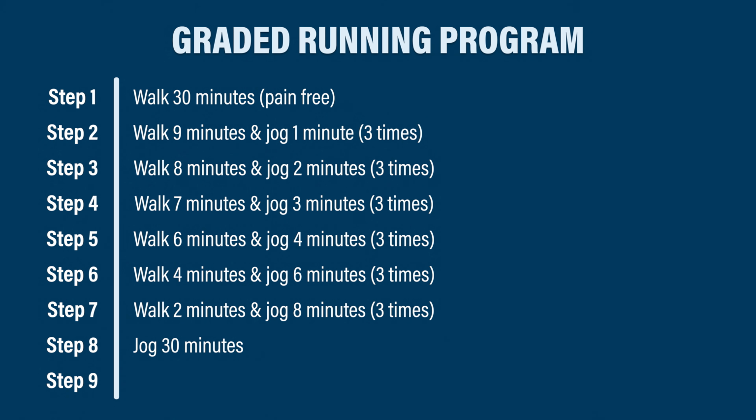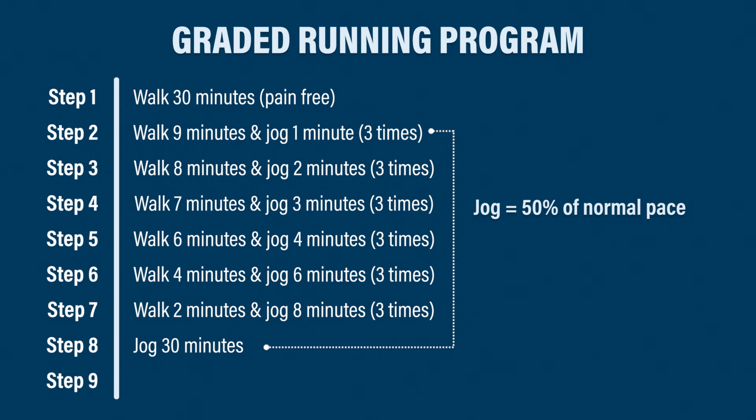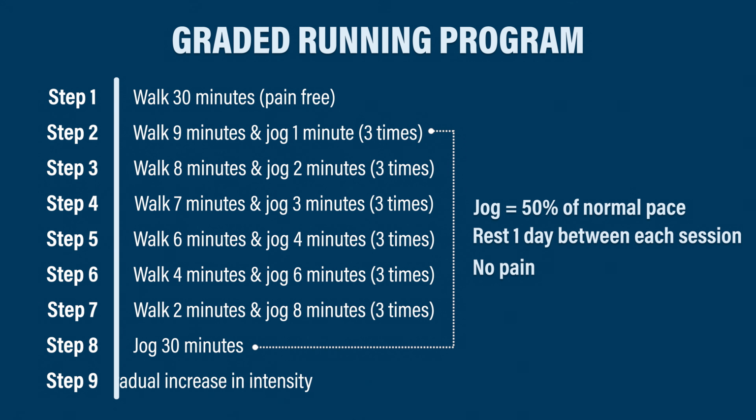The authors note that it's more important to increase your volume or time spent running before increasing intensity or the speed at which you run. Therefore, the jogging during the walk-jog progression should be done at 50% of your normal pace. Also, you should take a rest day between sessions and running should be pain-free. Once you're able to accomplish 30 minutes of jogging, you'll just slowly ramp up the intensity until you can run 30 minutes at your normal pace.